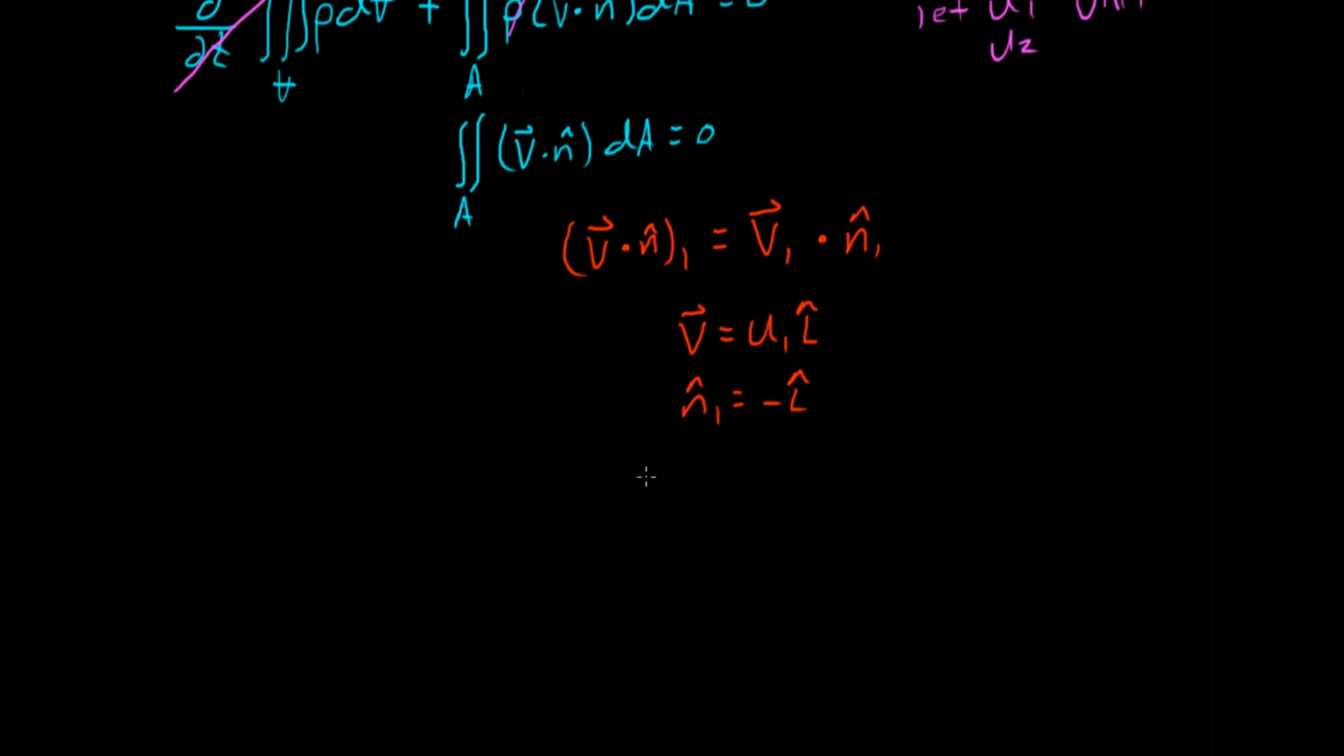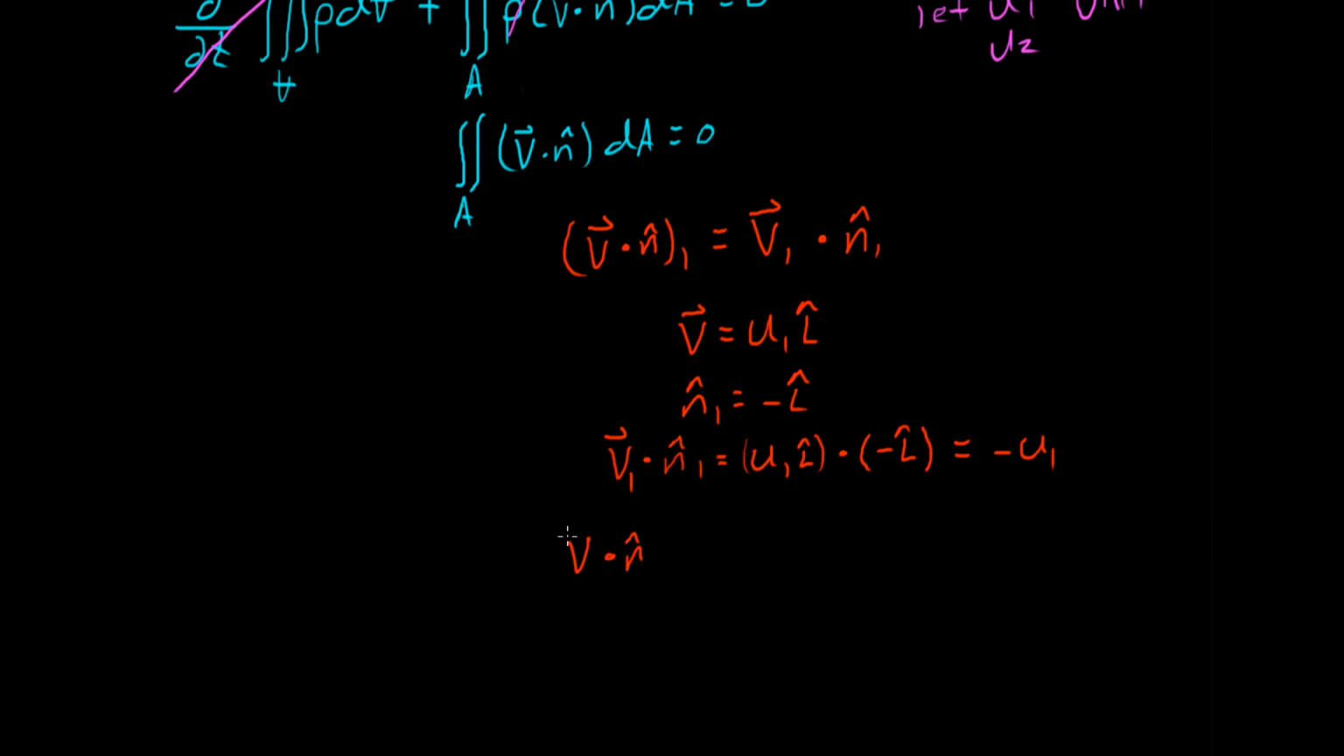And so we can say that v1 dotted with n1 is equal to u1 times I hat, that's v1 dot product with minus I hat. Now I dot I gives us a 1, but there's a negative sign here, and so this is just equal to minus u1. All right, well, that's not so bad. Let's try the other one.